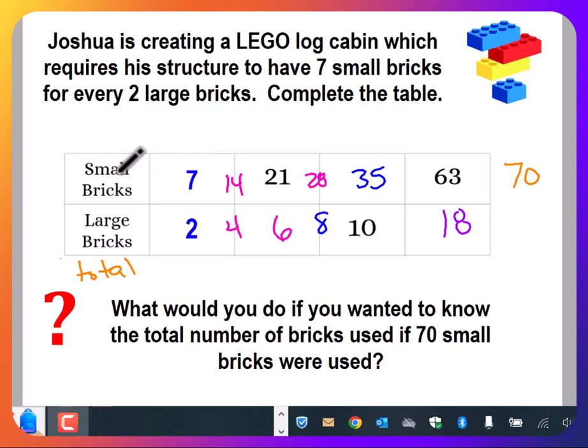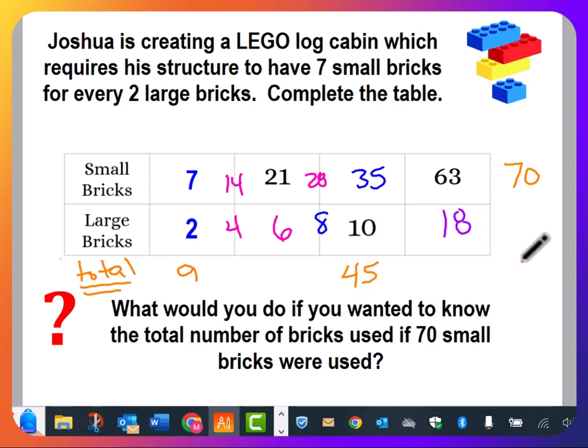So we know we're going to have 70 small bricks, but we want to know the total number of bricks, not the total small, not the total large, but altogether the total bricks. So that means we want to know the small plus the large bricks to get the total. If I have my ratio of 7 small to 2 large, that would be a total of 9 bricks used. If I had my 35 small to 10 large, that would be a total of 45. So what would this total be if we had 70 small bricks? Well, again, to find the total, we need to add the small plus the large.